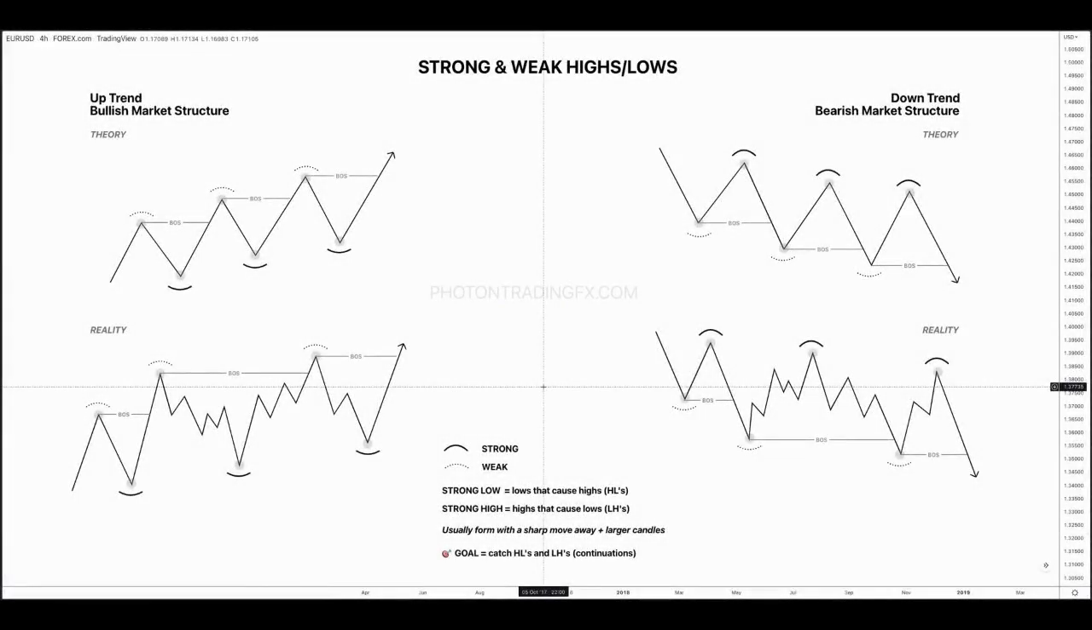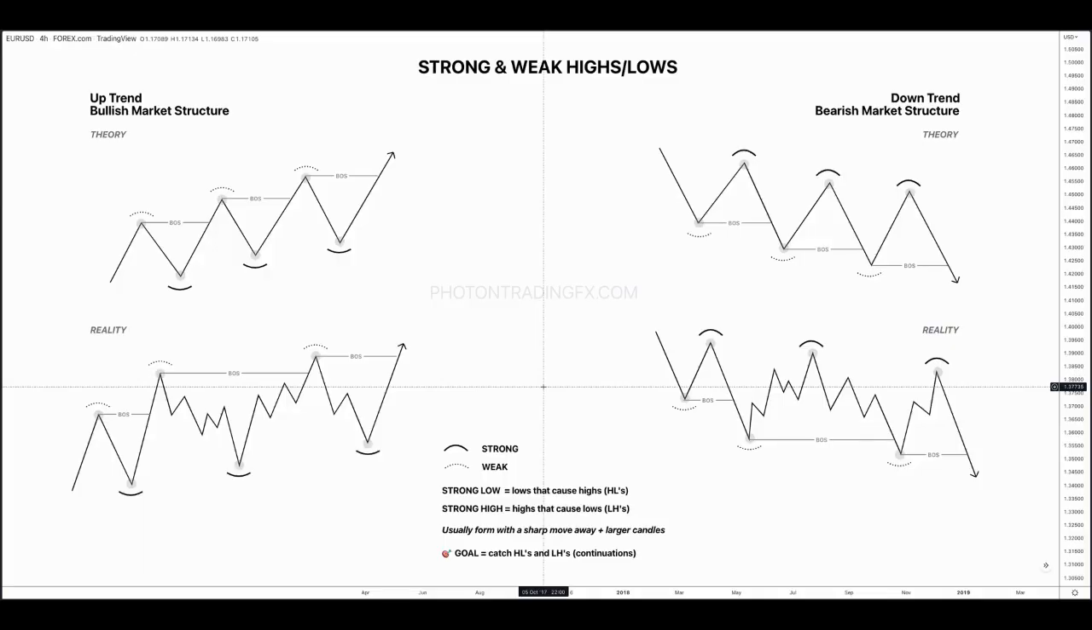Now, we're going to look at basically the exact same thing, but we're just going to add in the concept of what we call strong and weak highs and lows. This is a reasonably simple concept, but it is so underratedly powerful that I could almost go out on a limb and say that the entire strategy that we use is pretty much based on this concept. What we essentially want to be doing is trading from strong structure and targeting weak structure. And that is literally it.